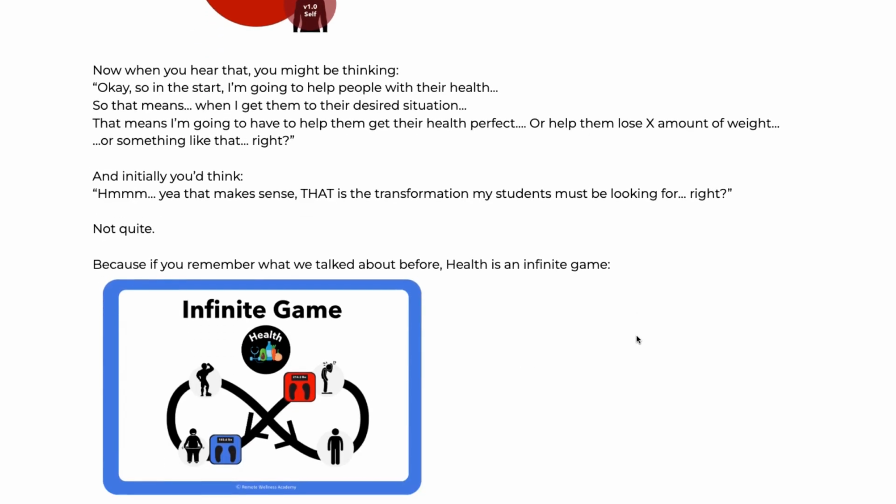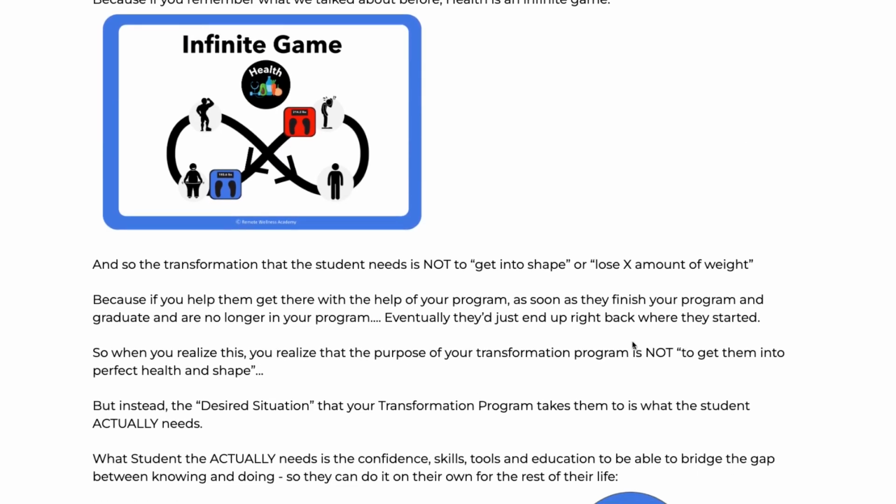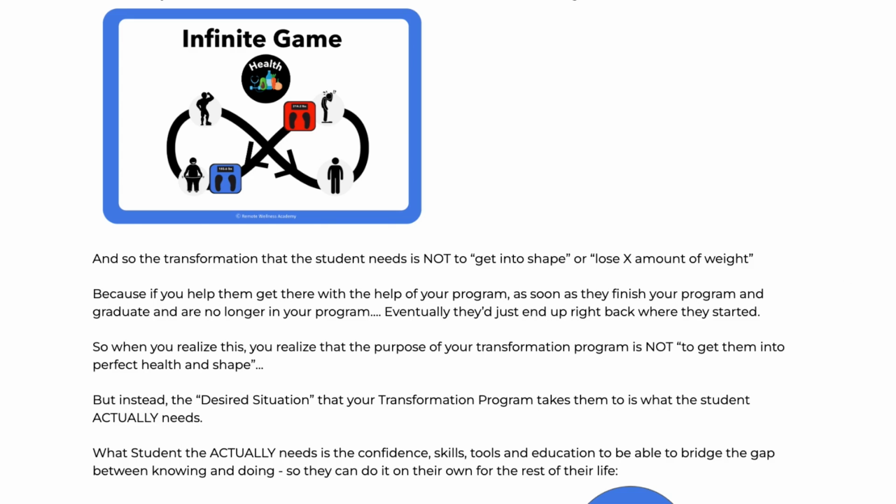Because if you remember what we talked about before, health is an infinite game. And so the transformation that the students need is not about getting into shape or losing X amount of weight, right? That's the surface level thing. Because if you help your students get to the point where they're in, quote unquote, perfect shape, or lost X amount of weight with your program, what happens as soon as they finish your program and they graduate and they're no longer in your program? They're eventually going to end up right back where they started.